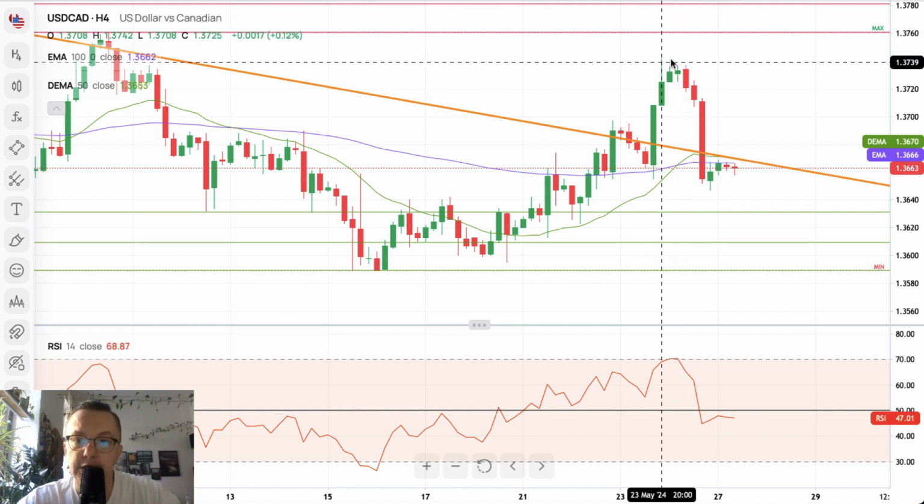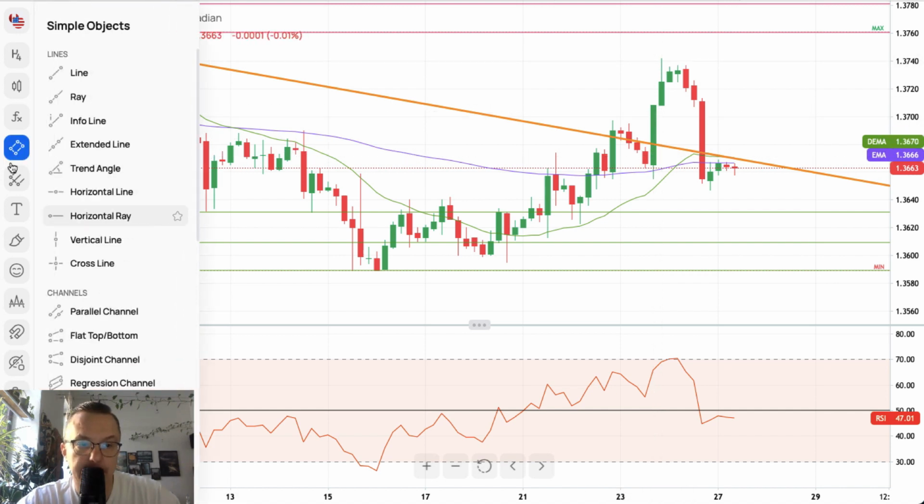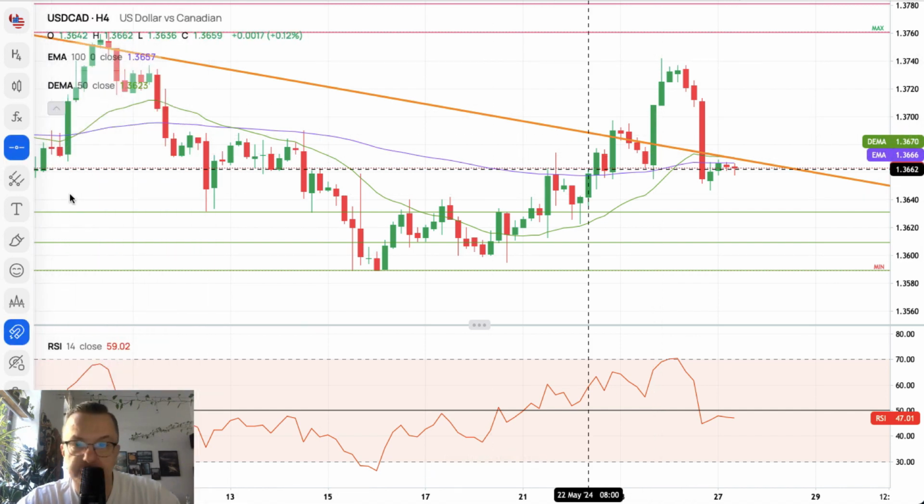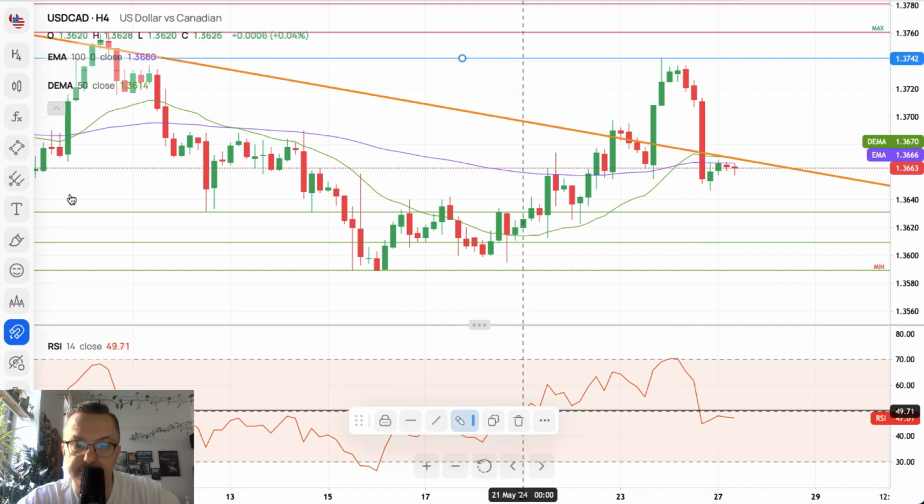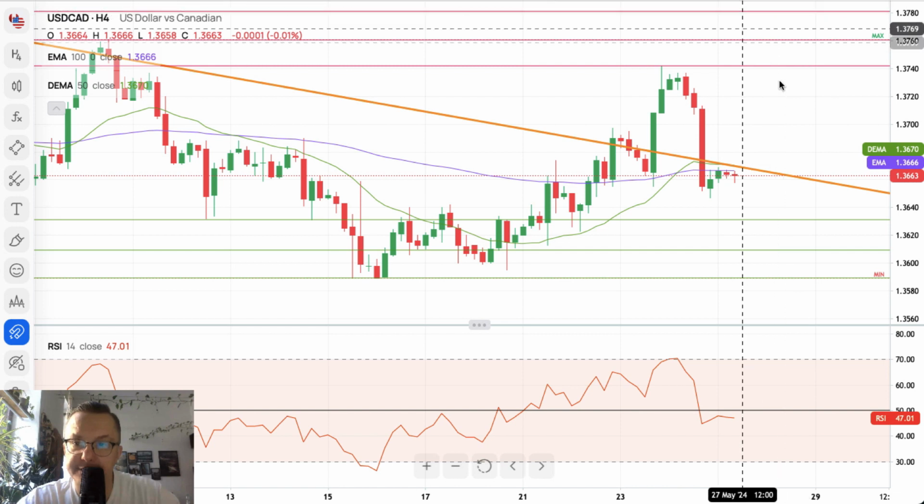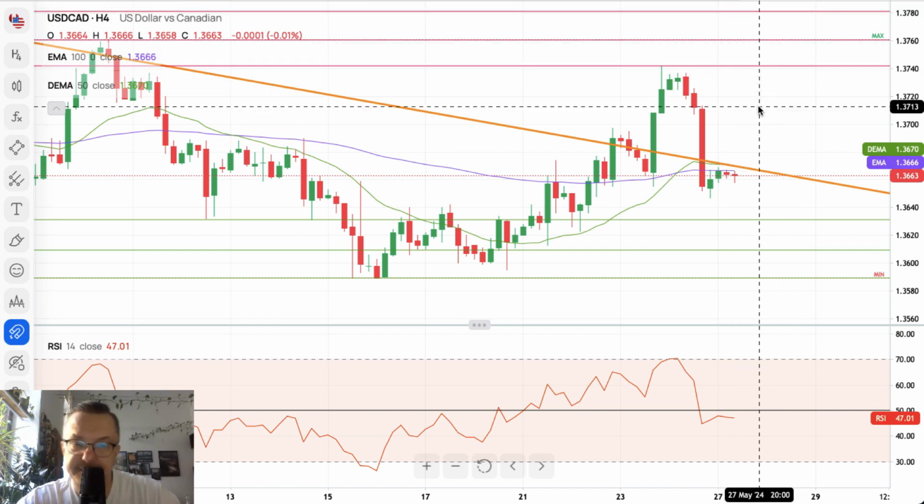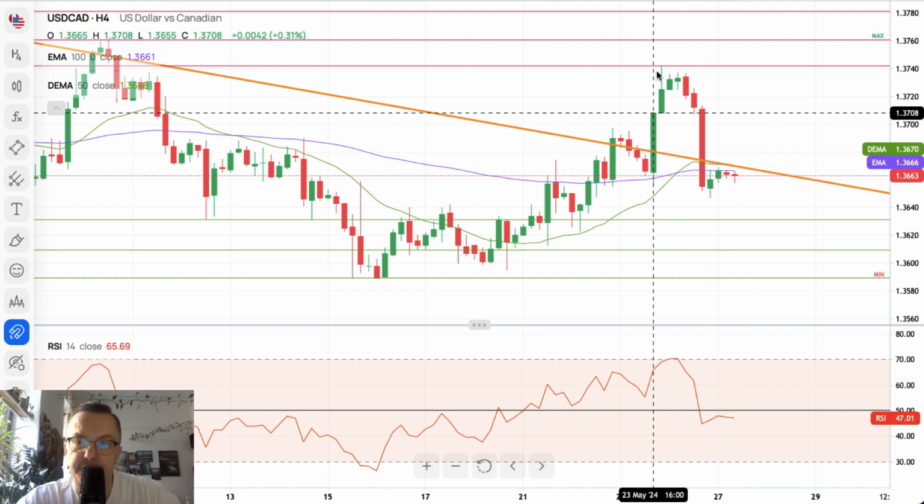Didn't even hit the technical resistance at 1.3760. The local high was made at 1.3740. So let's just place our line here as well. So this is the technical resistance, and as you can see, the number of technical resistances is getting bigger. There are more resistances for the bulls.